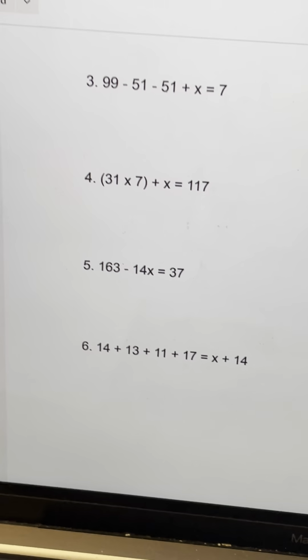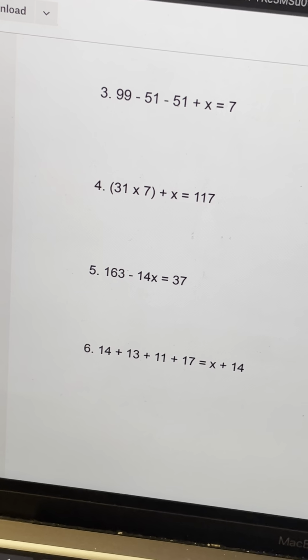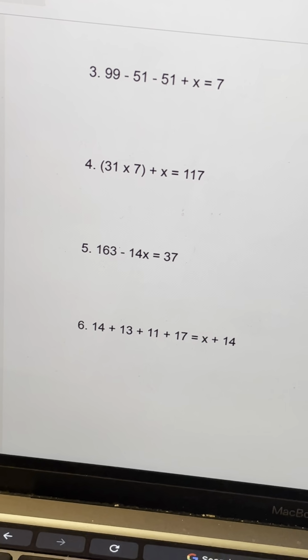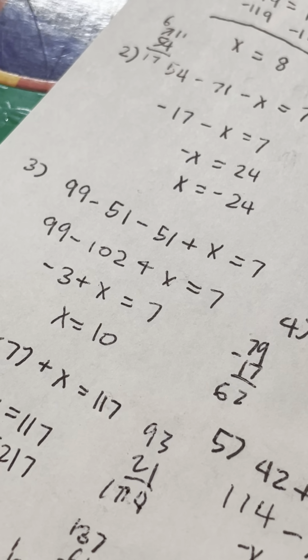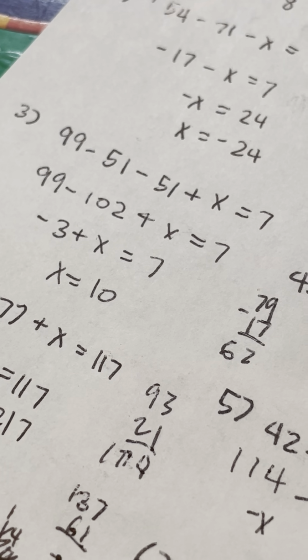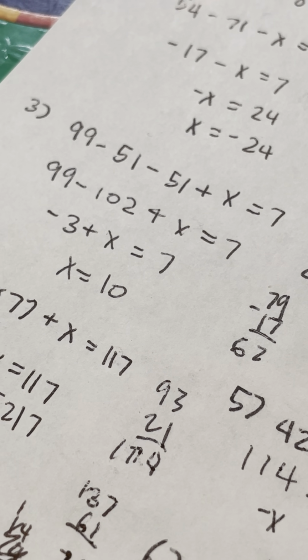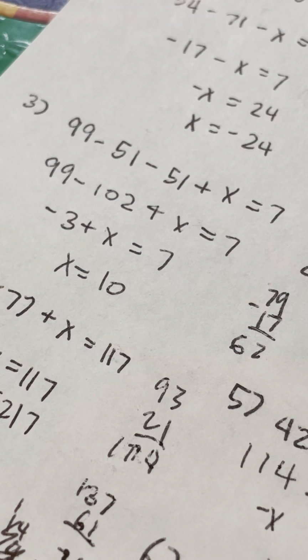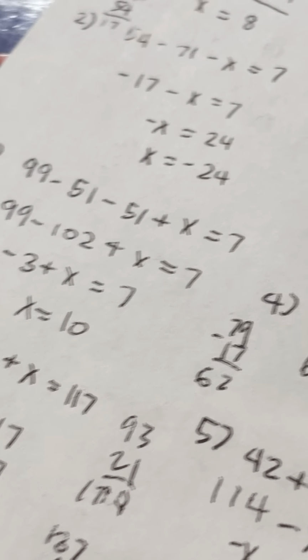Number 3, 99 minus 51 plus x equals 7. So for this one, you would have to add and subtract all of these. Then you would get negative 3 plus x equals 7. And then if you add that more, you would get x equals 10.